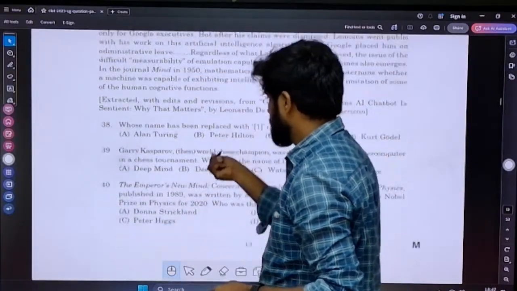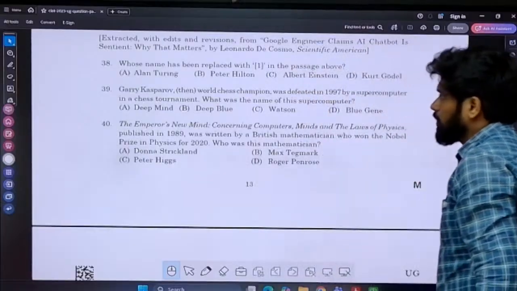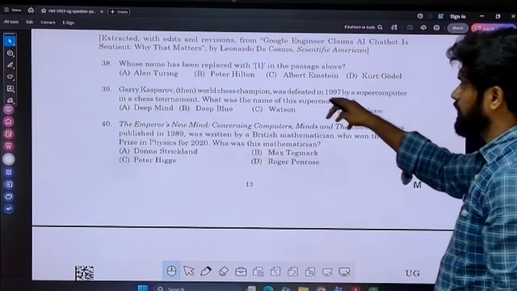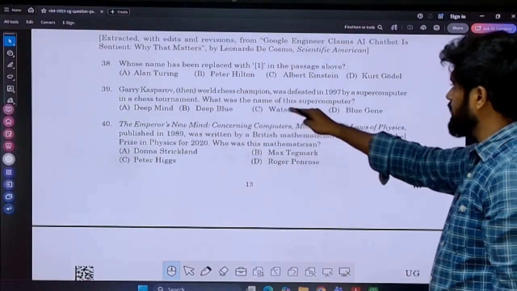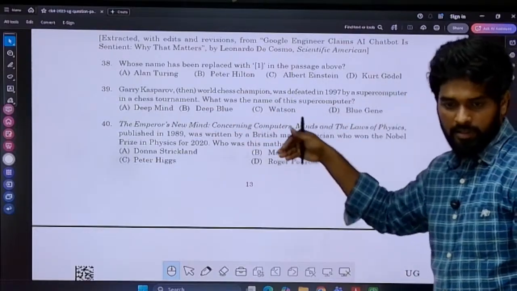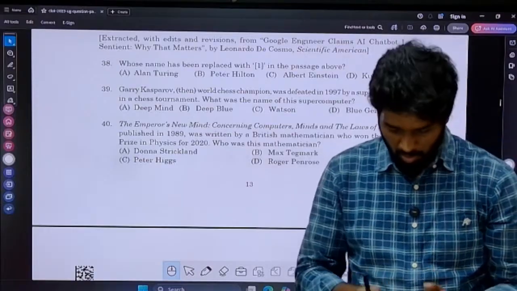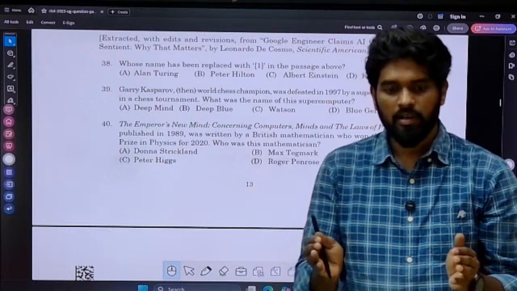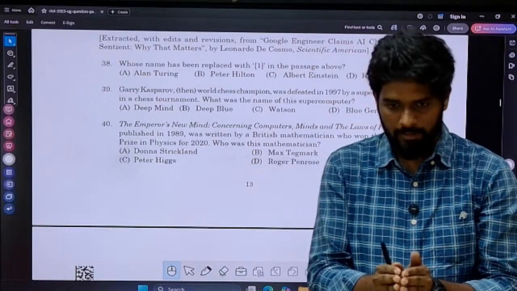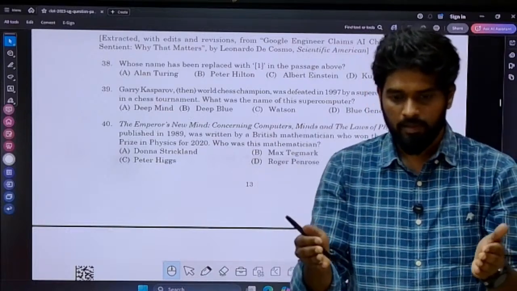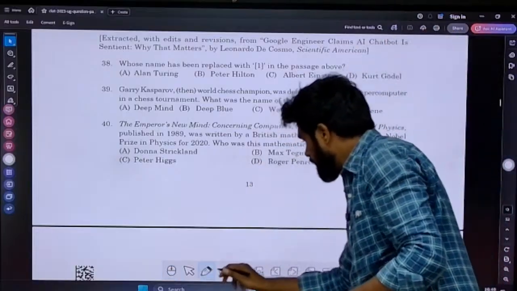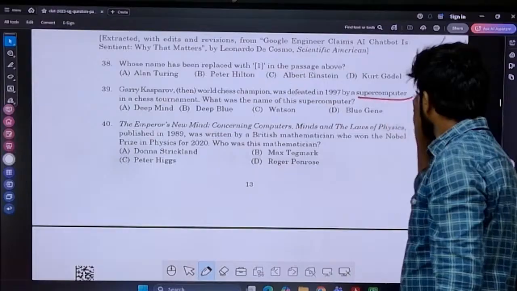The next point. Gary Kasparov, then world chess champion, was defeated in 1997 by a supercomputer in a chess tournament. What was the name of the supercomputer? చెప్పాం కదా, గూగుల్ గురించి మాట్లాడుతున్నాడు అంటే హీస్ టాకింగ్ అబౌట్ గూగుల్. గూగుల్ దేంట్లో ఉంటుంది? ఆబ్వియస్లీ ఇట్ ఈస్ అ సర్చ్ ఇంజిన్, అంతే కదా. ఇట్ ఇస్ ఇన్ సిస్టమ్. సో హీ వాస్ టాకింగ్ అబౌట్ సూపర్ కంప్యూటర్ ఇక్కడ. సో యూ నీడ్ టు నో అబౌట్ వాట్? ఈవెన్ సూపర్ కంప్యూటర్స్ ఆల్సో కంప్యూటర్.